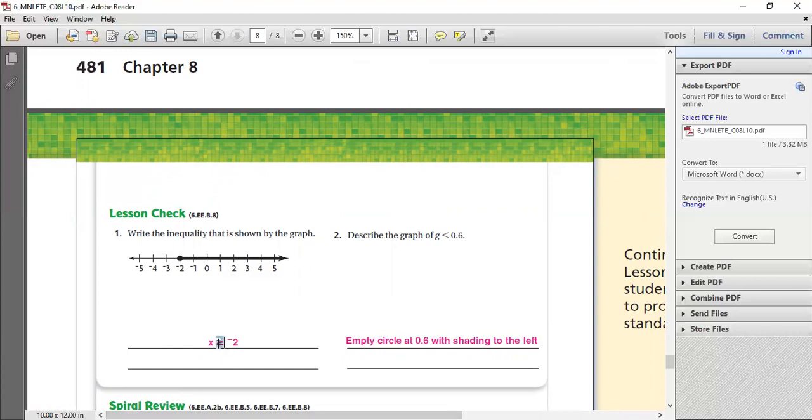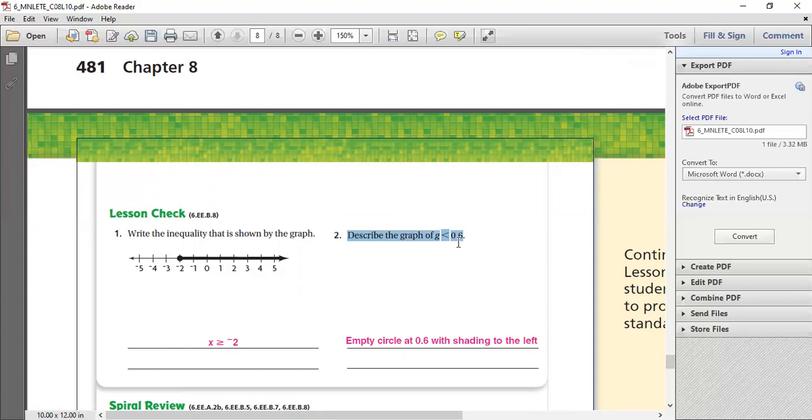How do you choose the symbol? Just look at the arrow, which side it's showing. It's showing greater. So put the greater sign as the arrow. See this part of the arrow? This part, right? It's the same. And because it's shaded, you have to put the equal sign, so which means x is greater or equal to -2. Okay, now this question, describe the graph g is less than 0.6.